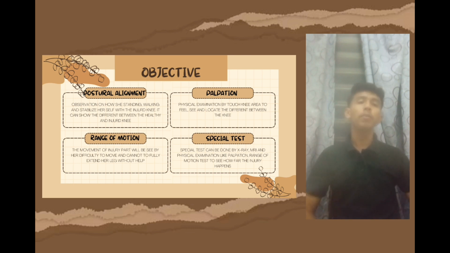Next one is palpation, where we do a physical examination by touching her knee area to feel, see, and locate the difference between the knees, to improve her ROM. And the next one is the special test, which can be done by X-ray, MRI, and physical examination like palpation and range of motion tests to see how far the injury has progressed.